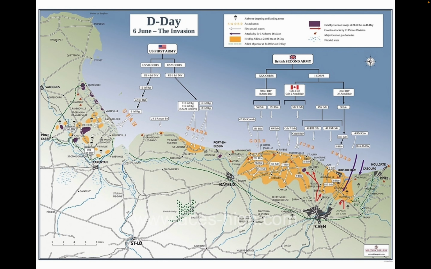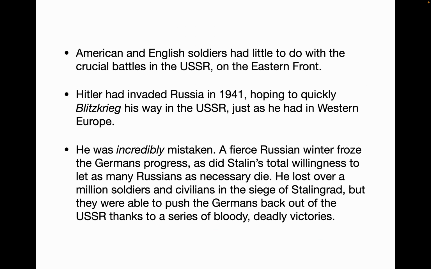So here is the Allied invasion on June 6, 1944, landing at Utah Beach, Omaha Beach, Gold, Juno, and Sword beaches. These are the Allied landing spots. Now, American and English soldiers had very little to do on the Eastern Front. We sent supplies to Stalin, but we did not send manpower to Stalin.